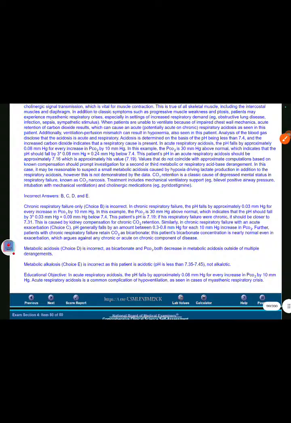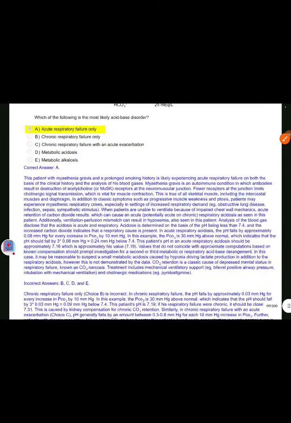Acute respiratory acidosis is a common complication of hypoventilation, as in the case of myasthenic respiratory crisis. It's a good case, okay?